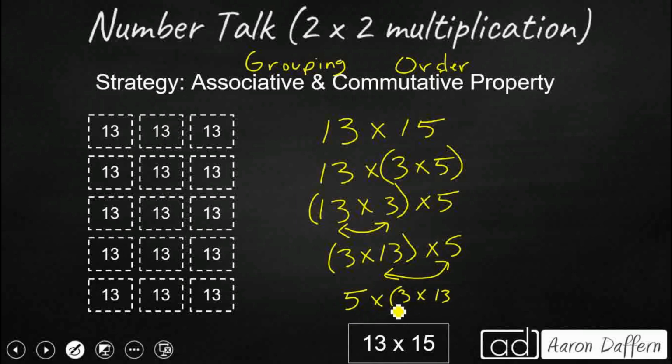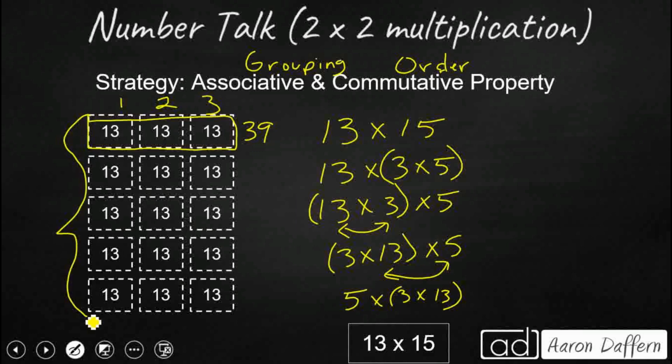So I've got my 3 factors. I'm just rearranging them all over the place because now I can mentally quickly count this. So here are my 3 groups of 13. 1, 2, 3. And that's going to get me 39. So what I'm going to do is I'm just going to skip count by 39s. Really, I'm just going to skip count by 40s and then just take one away each time. And that's going to get me up to 5 sets of 39.